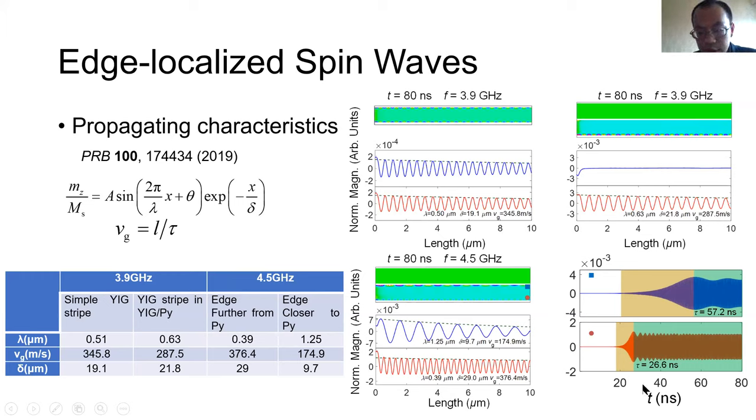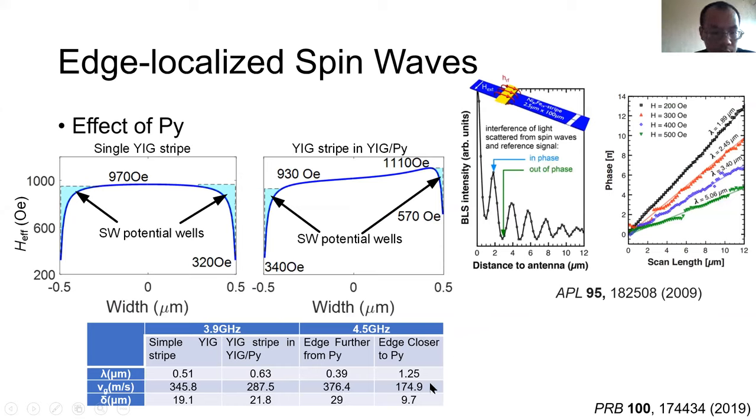Using this formula, the group velocity is determined using the length divided by the time when the spin wave energy has totally propagated to the end of this YIG stripe, which is 10 micrometers in length. So I want to figure out the reason why they are different. Firstly, I studied the effect of the permalloy stripe. The static dipolar field would lead to a difference of the effective field on the two edges of the YIG stripe.